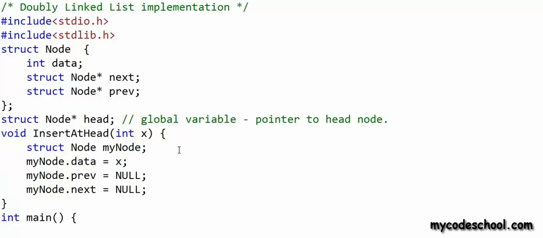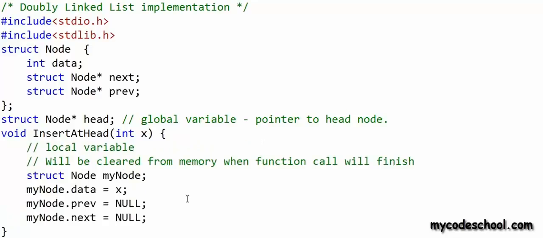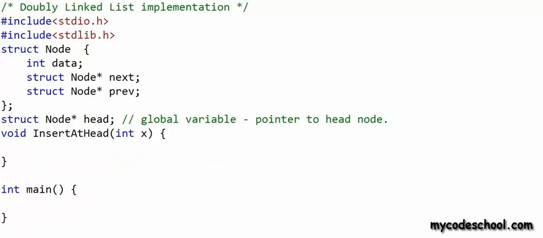But the problem here is that when I'm creating a node like this, I'm creating it as a local variable and it will be cleared from memory when the function call finishes. A local variable lives in what we call the stack section of the application's memory, and we cannot control its lifetime. It's cleared from memory when the function call finishes. We do not want this. Our requirement is that a node should be in memory unless we explicitly remove it. So that's why we create a node in dynamic memory, or what we call the heap section of memory. Anything in heap is not cleared unless we explicitly free it.